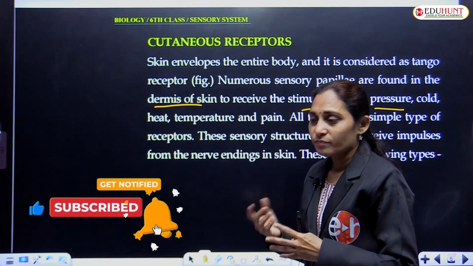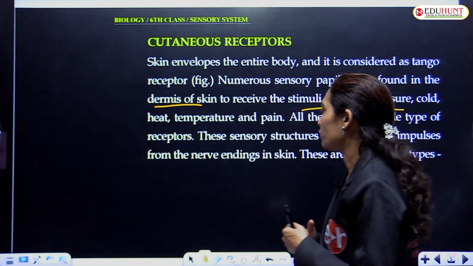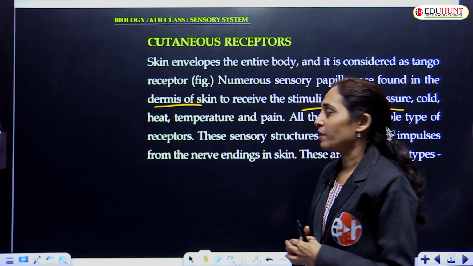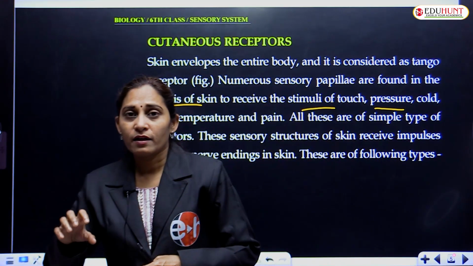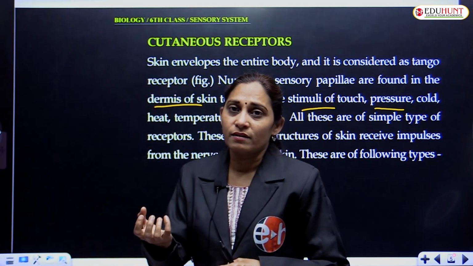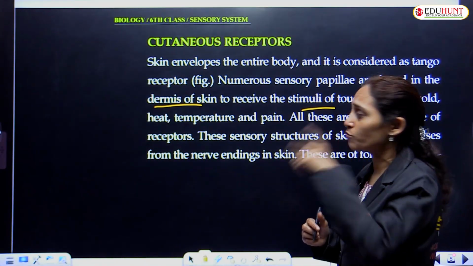So these are the actions by which our body responds to the changes in the environment, because these environmental changes are received by the receptors first.